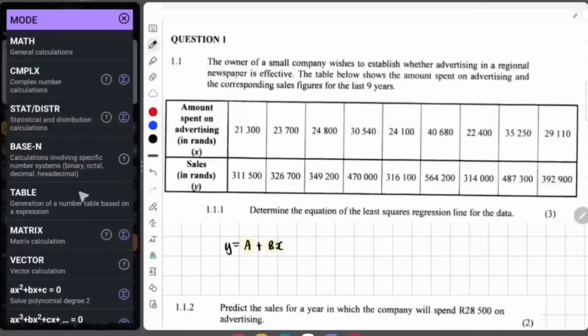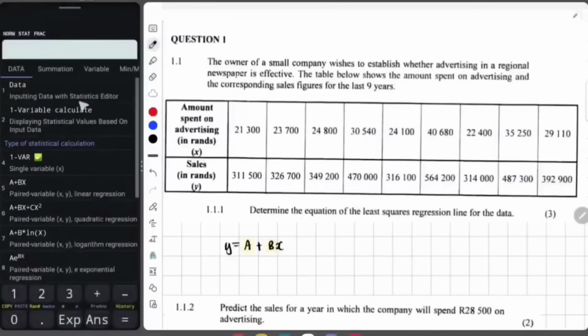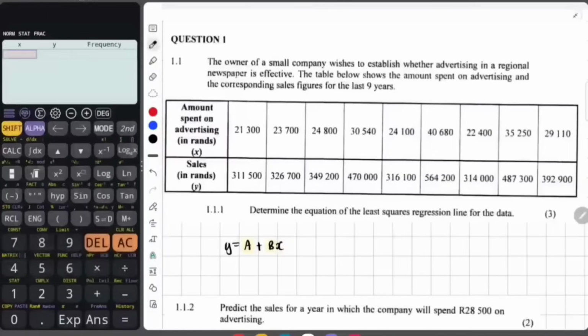Okay, so as you can see with mine, I am still going ahead. So mode, then I choose STAT, and then of course I go to A+BX, because it's the paired, the bivariate data. So yes, you're also going to have something like this. You may not have a frequency column like this. So let's put in the x values first. The first x value you have is 21300. Just carefully put everything in. I'm going to put everything in now, and then make sure that everything is in properly.